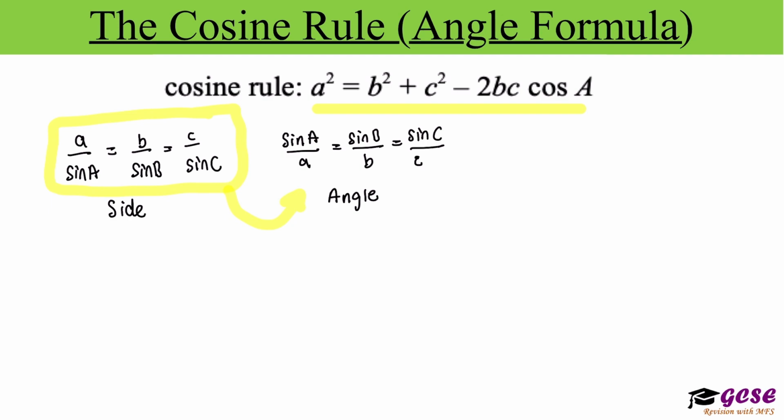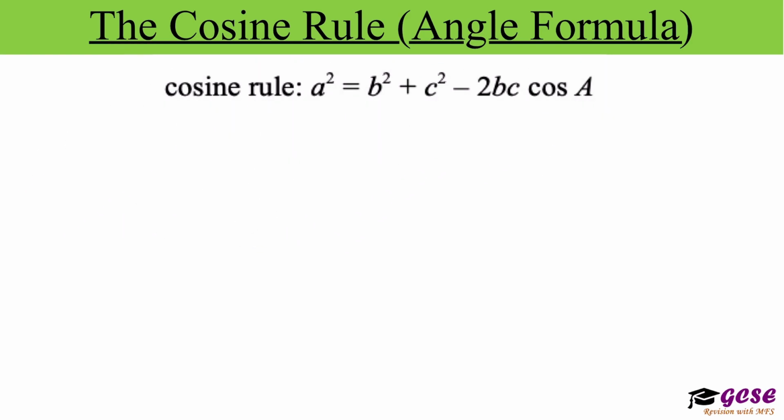In the sine rule, we just had to flip the numerators and the denominators. In the cosine rule, we have to do a bit of rearranging. Okay, so we're going to start from scratch and take it step by step. So the cosine rule says a squared equals b squared plus c squared minus 2bc cos a. Now, which part of this formula is the angle? Well, the angle part is this part.